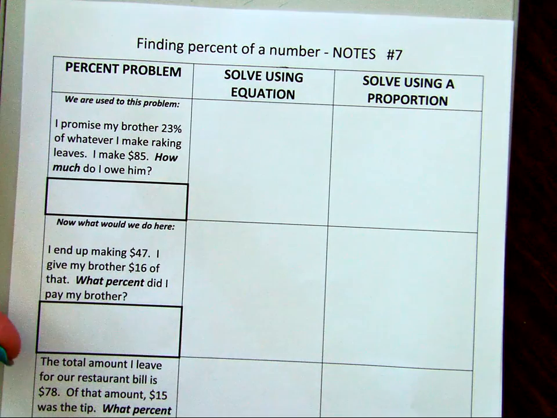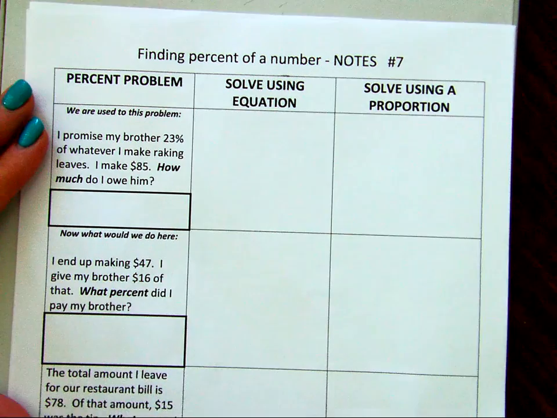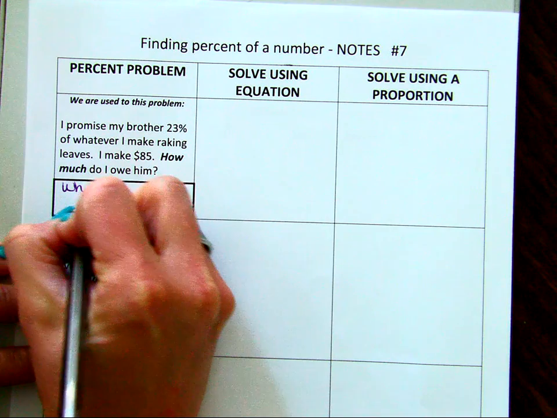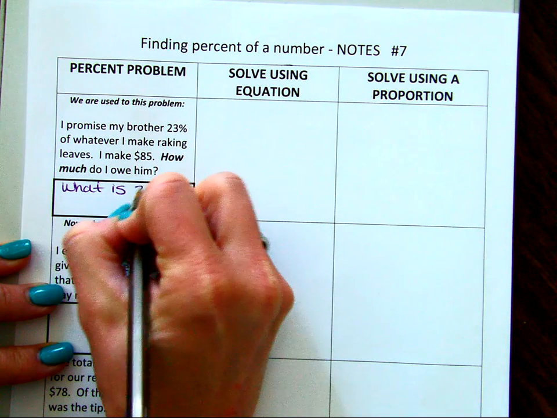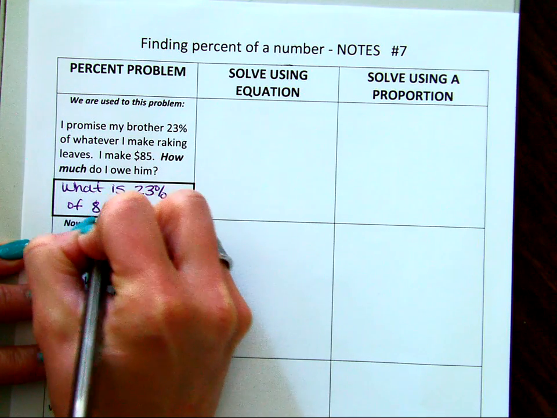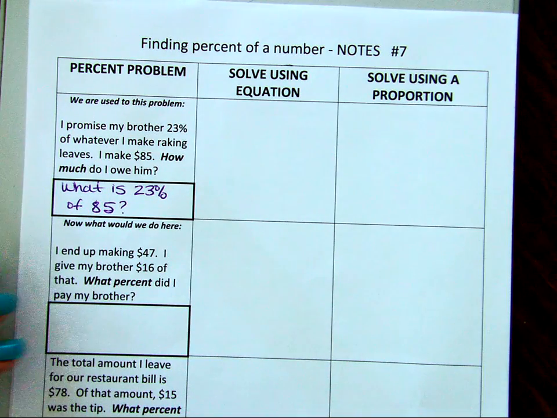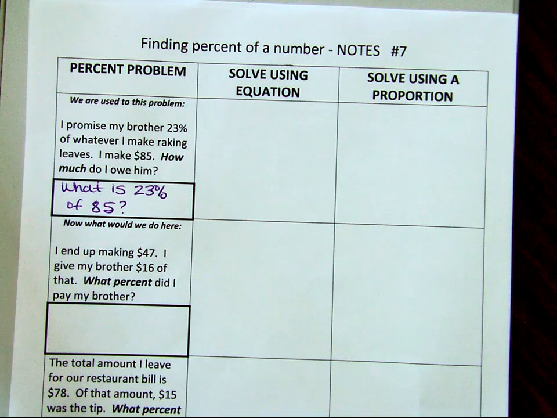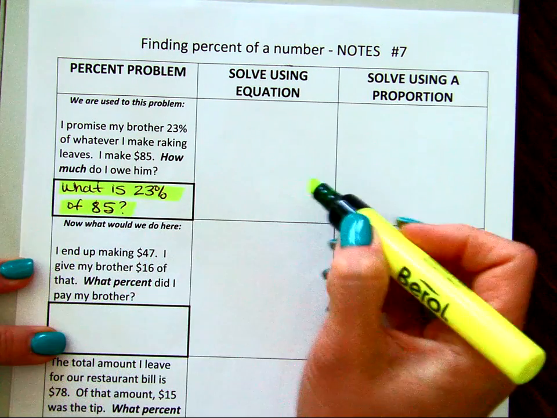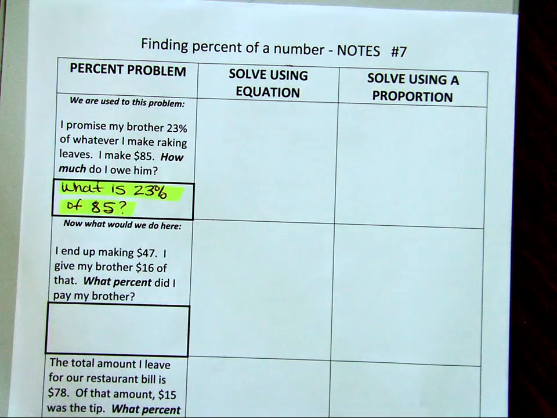So, the problem was this. And this box right here was for the statement. So basically, aren't you just trying to figure out what is 23% of 85, right? Okay, so go ahead in that box and write that. So you're trying to figure out what is 23% of 85. This box is in bold because it's really important. This is the question that you want to answer with an equation and with a proportion, okay?